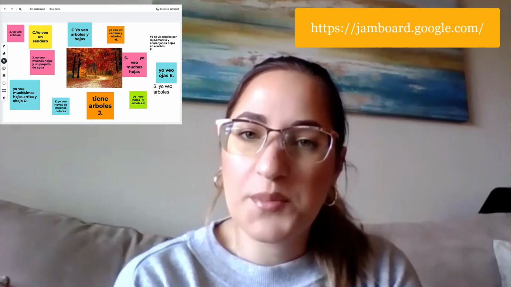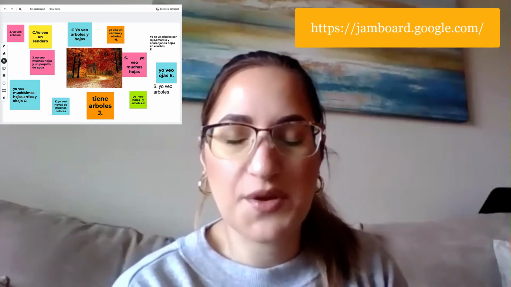But in the hybrid setting, what I did is I had to modify it. So I would put students in breakout rooms, so they would be in groups, and they would rotate through the pages of a Jamboard. Each of them would put a sticky note or a note on each of the pages of the Jamboard, saying something that they see in the picture.